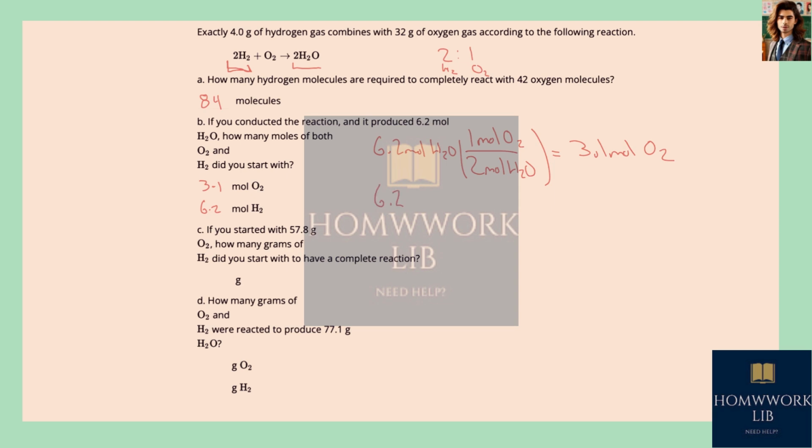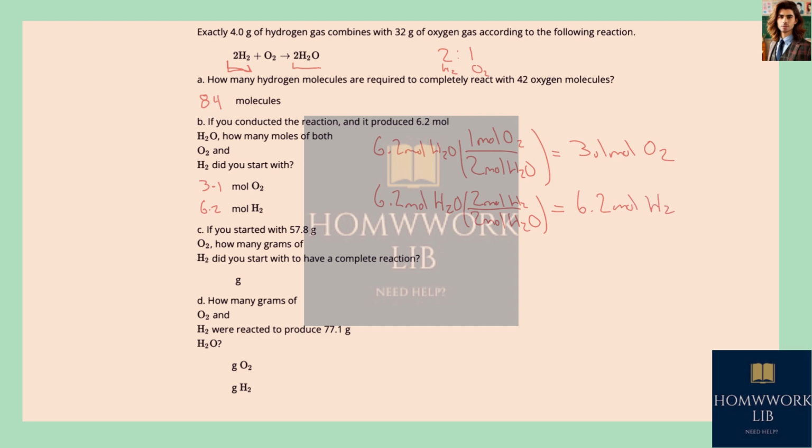You can see this in an equation as follows. 6.2 moles of water can be transformed into moles of hydrogen according to the conversion factor, which is equal to 1, and this gives us 6.2 mole of H2.